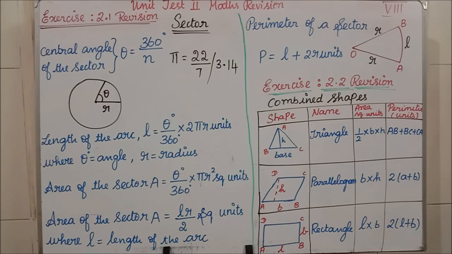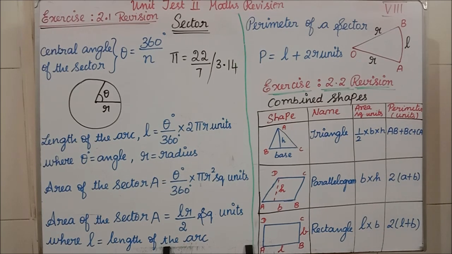Next, we'll move to exercise 2.2. Students, exercise 2.2 is fully based on what? Combined shapes. Combined shapes means in one diagram itself, you will be getting two or three shapes. For example, if you take a house, you'll have triangle, rectangle, square, everything there. That is the combined shape. That only we have learnt in exercise 2.2. In combined shapes, the most important thing you have to know is the formulas. If you know the formulas, it will be very easy to solve the problems.